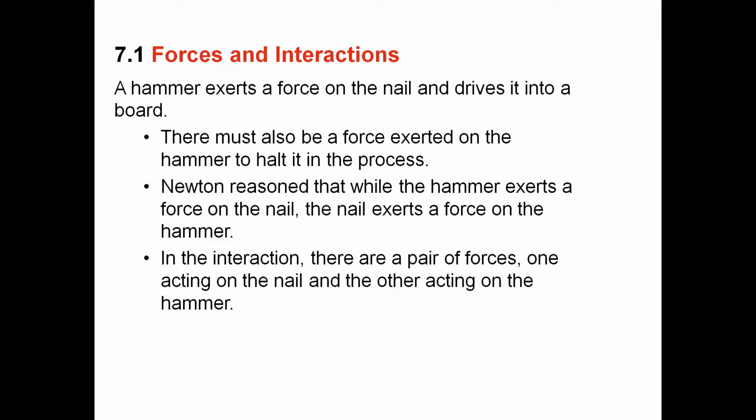The hammer exerts a force on the nail and drives it into a board. There must be a force exerted on the hammer to halt it. Newton reasoned that while the hammer exerts a force on the nail, the nail must exert a force back on the hammer. In the interaction, there are a pair of forces, one acting on the nail and the other acting on the hammer. This is the mutual interaction.